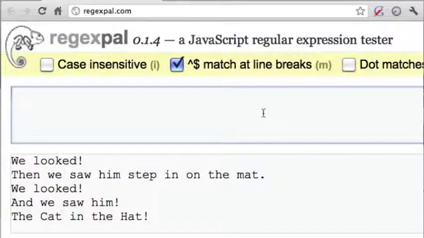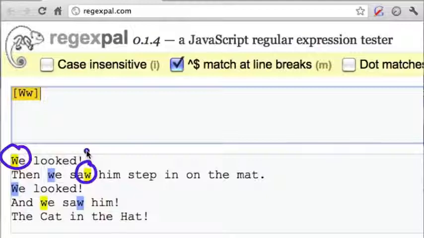So here's an example of a regexpal, a little tool we're going to use for regular expression searching. And we have a little text here from Dr. Seuss. We looked, then we saw him step in on the mat. We looked and we saw him, the cat in the hat. And let's try our disjunctions. So we can have the capital W and a lowercase w, and that's going to match, as you can see, the capital W's and the lowercase w's just fine.